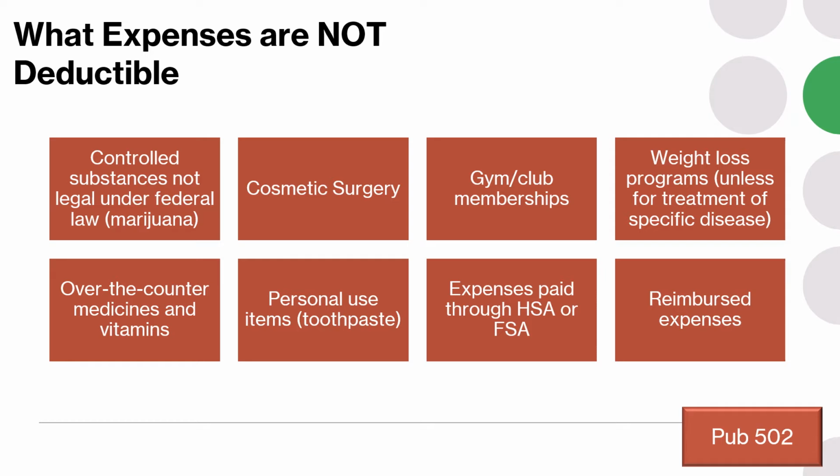And then any expenses that were reimbursed. So for instance, when people get their medical bills and it shows that the insurance paid for part of it, and then there's the part that the taxpayer is responsible for, they can only deduct the part that they were responsible for. They can't deduct the part that the insurance paid, or if they were reimbursed in any other way, they can't deduct anything that was reimbursed already.